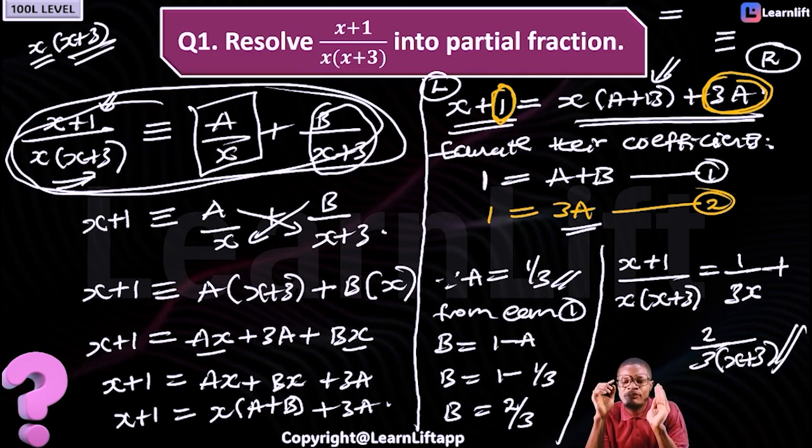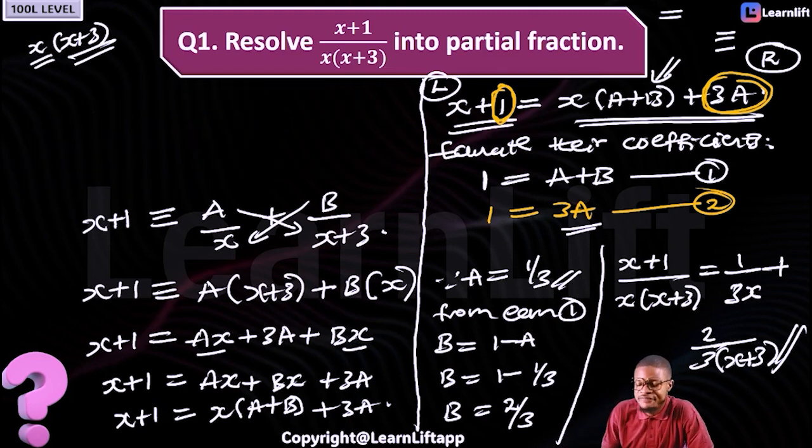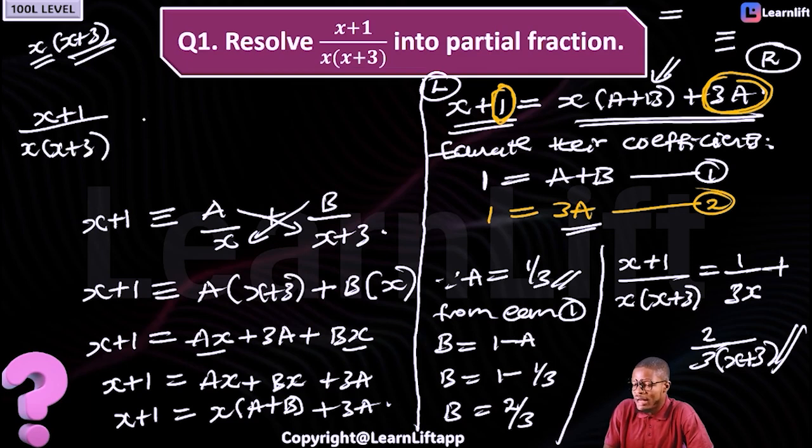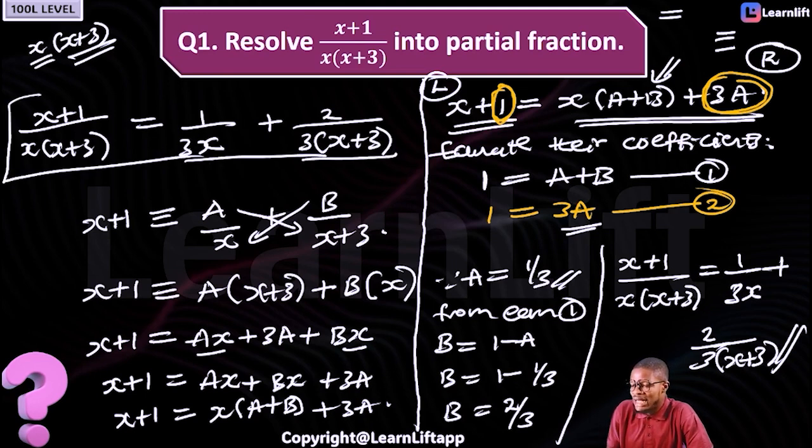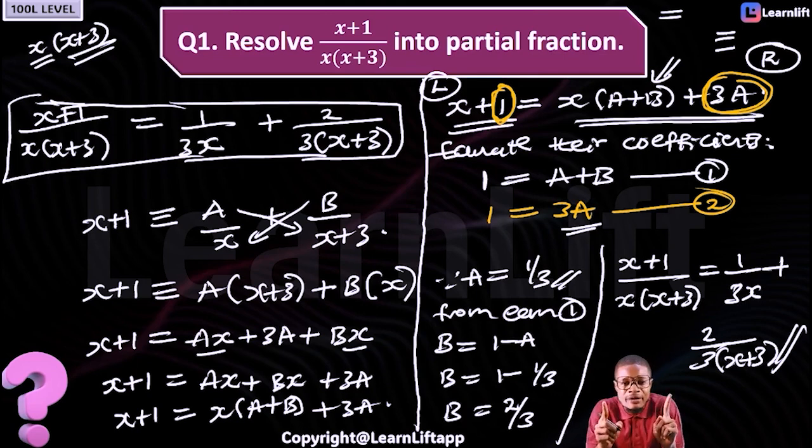Let me position it properly for you so that you write it down neatly. Now look at it very fast. What becomes the final answer there? You can boldly say that x plus 1 all over x into x plus 3 is equal to 1 all over 3x plus 2 all over 3 into x plus 3. This is what you are going to write as the final answer, and you get out of there. So this is the first method that you can use in solving your partial fraction. Write it down very quickly as I show you the second method in solving your partial fraction very, very fast.